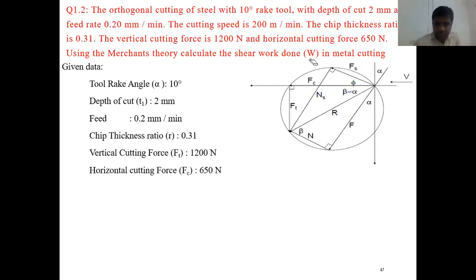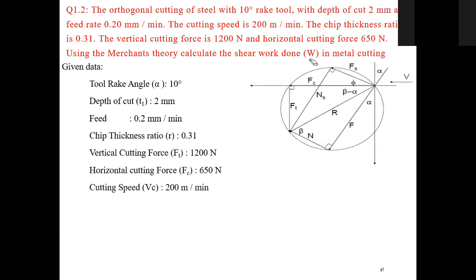So this data is given. I think one more data we missed: the cutting speed. Cutting speed Vc, right? That is 200 meters per minute. These data are given in the question. And what is it asking? Using the Merchant's theory, calculate the work done, right?